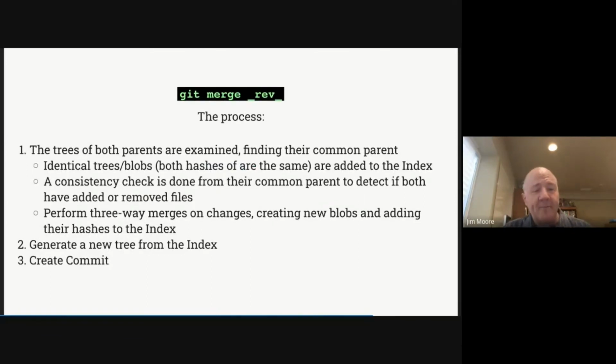Now for merging, technically we're doing 3 steps, but they're not as simple of steps. The trees of both parents are examined, finding their common parent. Identical trees and blobs are added to the index. A consistency check is done for the common parent to detect if both have been added or removed files. Perform 3-way merges on changes, creating new blobs and adding their hashes to the index. And then you create a new tree from the index, and then you create a commit. So it's this first one that is definitely much more complicated than what we saw with a cherry pick.